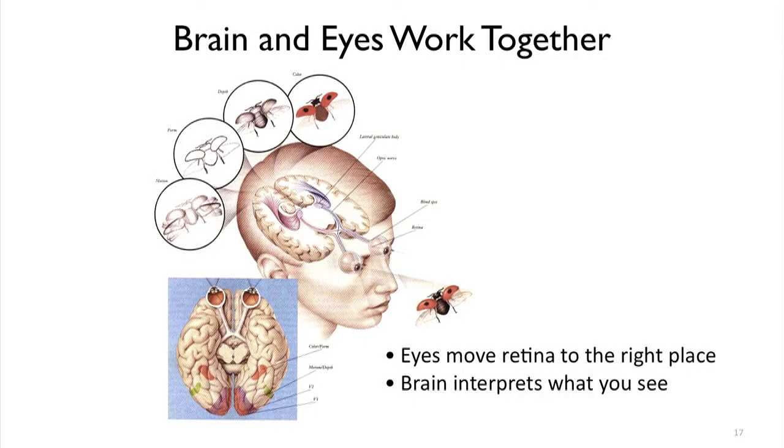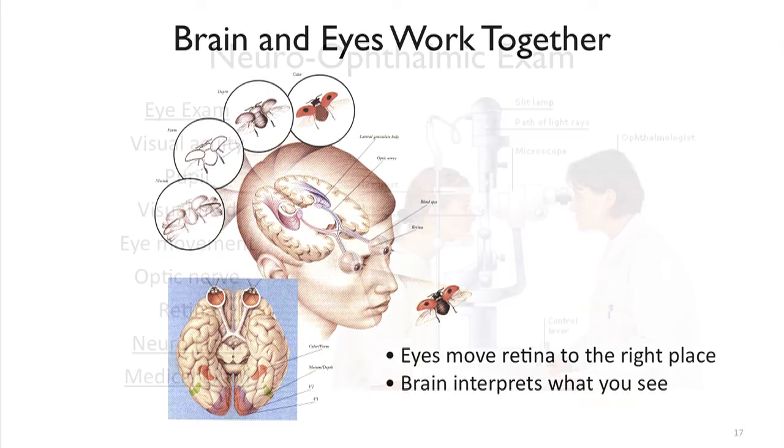So basically, the eye and the brain work together. First, the eyes move to put whatever it is you want to see in the special part called the macula. And then the brain interprets that information. It goes from the eye to the optic nerve to the brain.